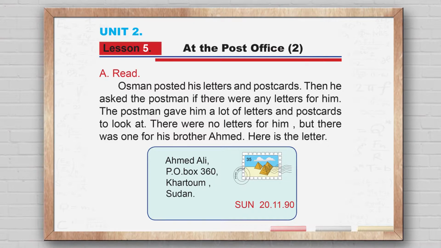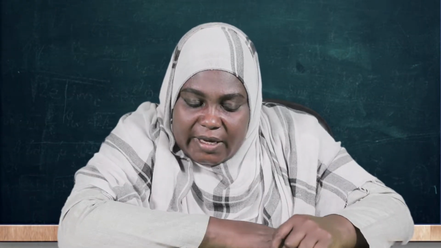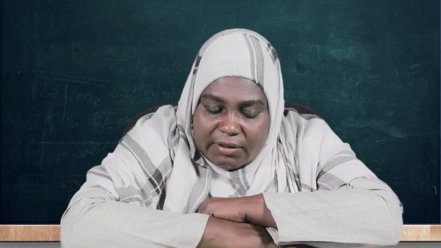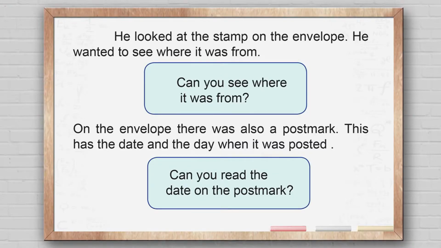Here is the letter. Look at the board. Here is a letter for Ahmed Ali, P.O. Box 360, Khartoum, Sudan. Sunday, 20th of November 1990. He looked at the stamp on the envelope. He wanted to see where it was from. Can you see where it was from? It was from Egypt, because in the picture are the pyramids.